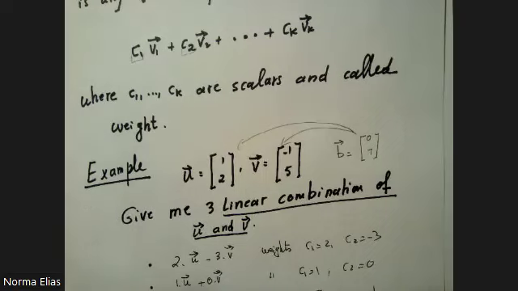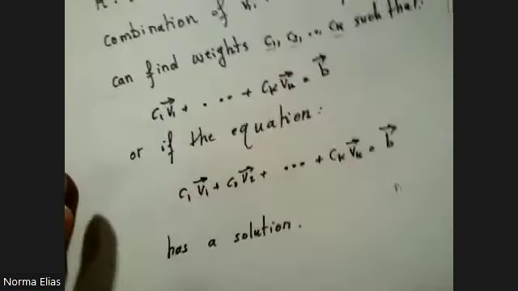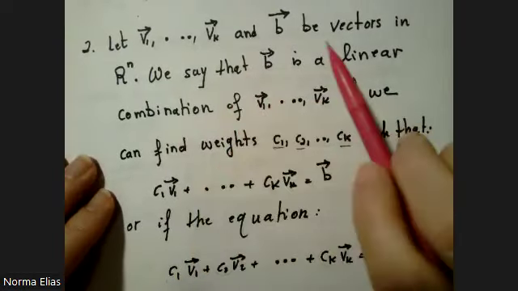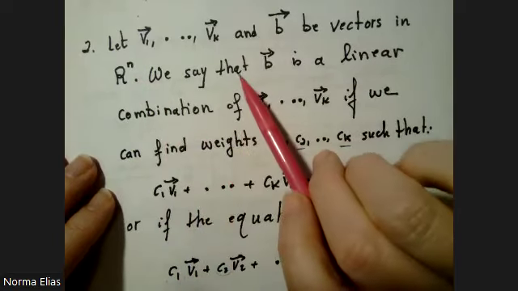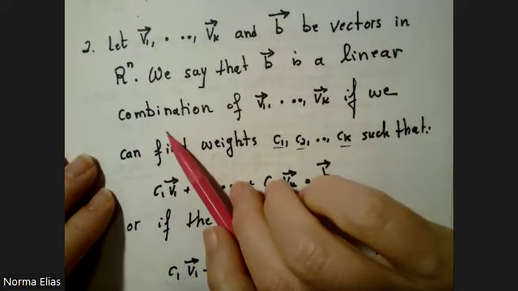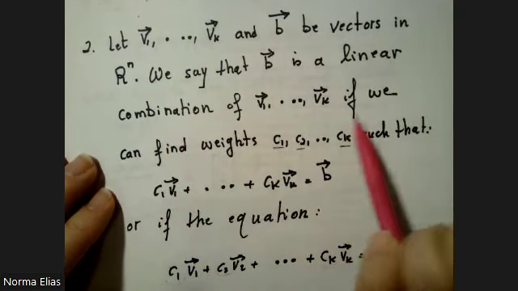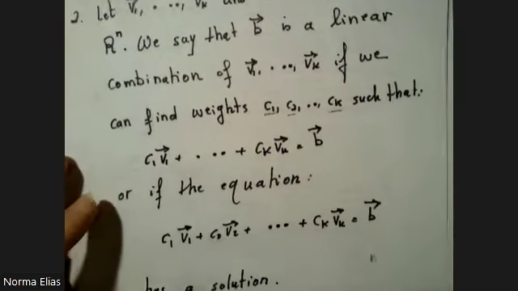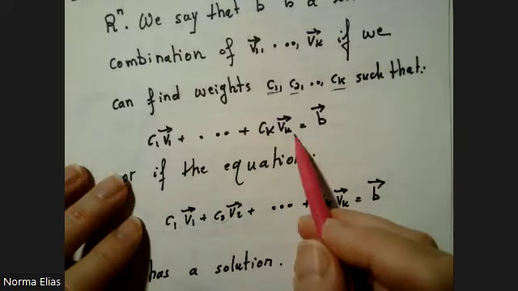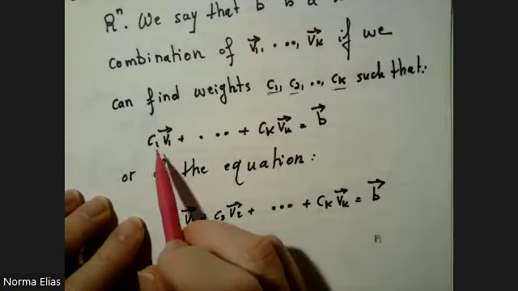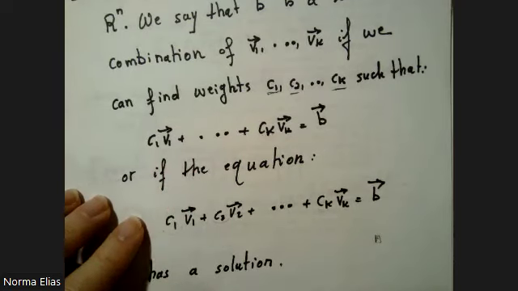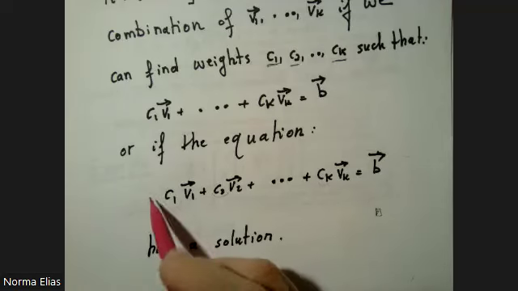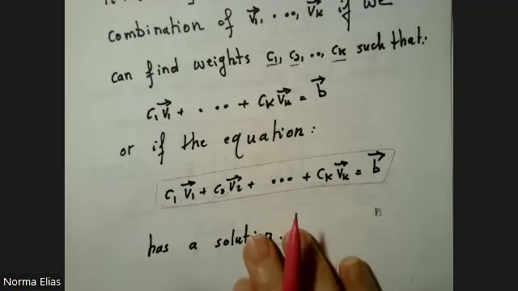So my second definition was the following. Let v1 through vk and b be vectors in Rn. We say that b is a linear combination of v1 through vk if we can find weights C1 all the way to ck such that b could be written as C1 V1 plus etc. plus ck vk. Or another way to write this, if the following equation has a solution.